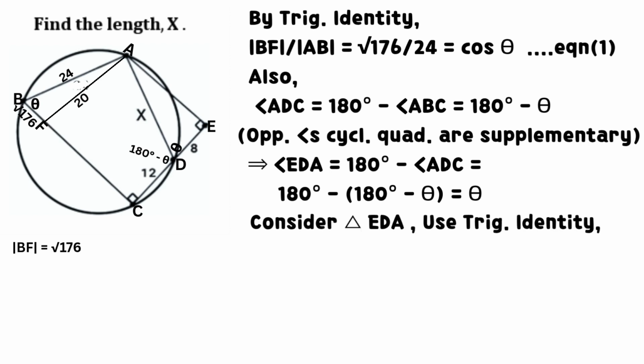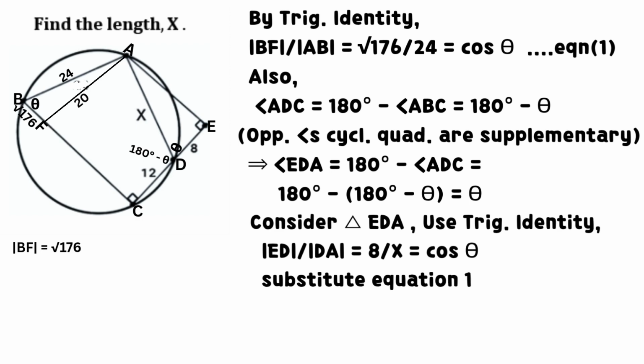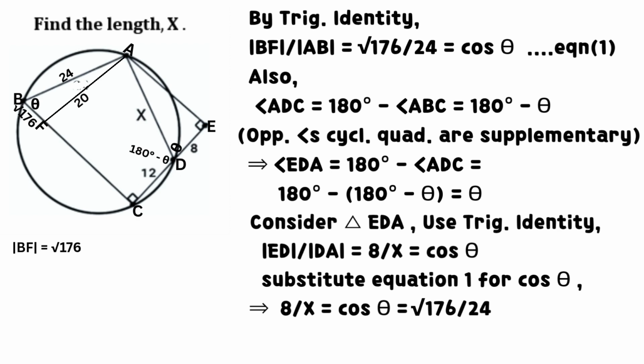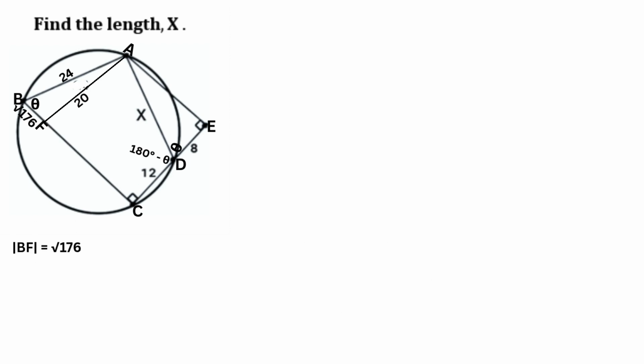Consider triangle EDA. Use trigonometric identity. Line ED divided by line DA equals 8 divided by x, which equals cosine theta. Substitute equation 1 for cosine theta. This implies that 8 divided by x equals cosine theta, which equals the square root of 176 divided by 24.